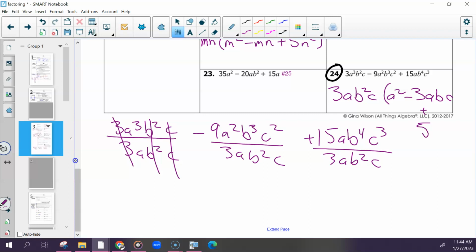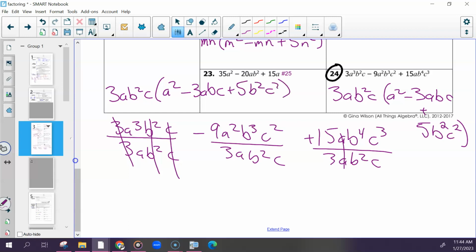Will we still have an A? No, 3. C squared, yep. So we'll rewrite that because it looks messy. 3abc squared times a squared minus 3abc plus 5a squared c squared. Was a lot. But you guys did that. Good job.